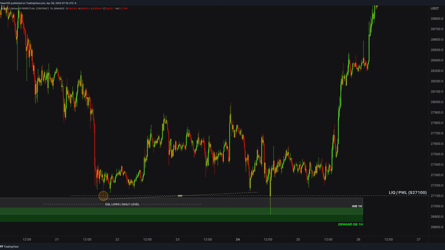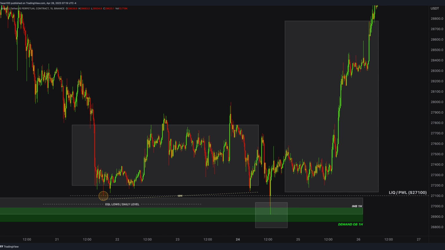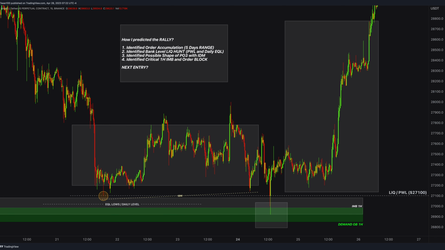So in my Twitter post, I already noticed the upcoming power of 3, the significant accumulation and the significant manipulation. This is one of the reasons I posted the tweet and I said a big move really soon. So up until now, what do we have here? Order accumulation confirmed. Weekly low hunt confirmed. Daily equal low hunt confirmed. Important imbalance and order block confirmed. Shaping PO3 confirmed. I saw all this happening at that time.